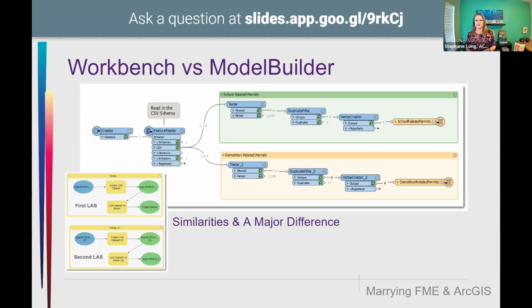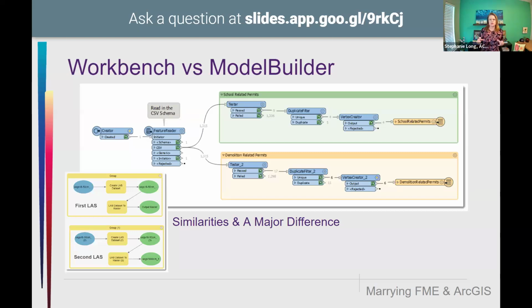Those are then tested in 2 separate workflows, one for school-related permits and one for demolition-related permits here in the Austin area. There are 9 schools and 17 demolitions that come through. Once we remove duplicates, we can create the vertices from the coordinates and then write those results out. Schools ended up having 4 points on the map and demolitions had 6.